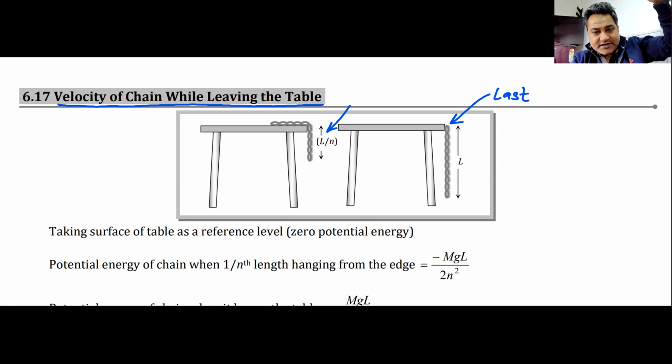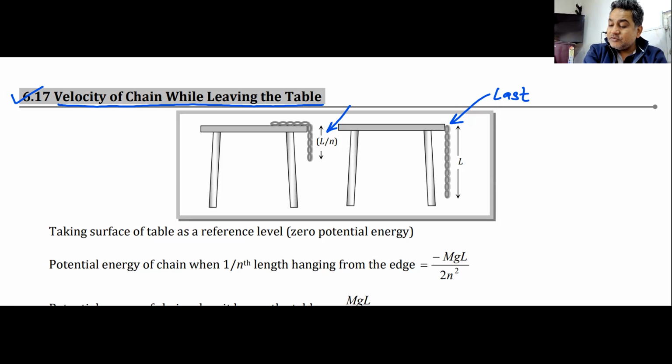Since this chain is accelerating, it will have a velocity while it leaves the table. At that time, the velocity of any of the links of the chain will be the same. So we have to find out the velocity of the chain, which is the velocity of the last link as it leaves the table. So I will ask you to draw this diagram first, and then again, how it is done.